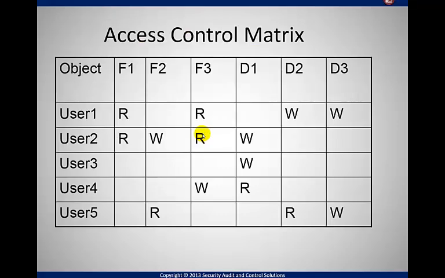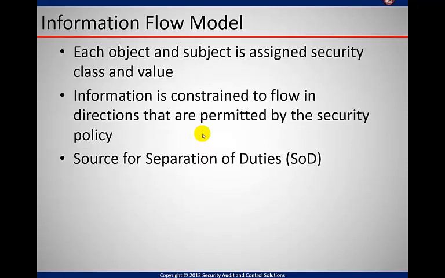This access control matrix defines users, which are my subjects on the left-hand side, and then my objects on the top. As you can see, file 1 to file 3, and also dataset 1 to dataset 3. Now, it gives you the capability here of reading and writing of these files by the users. So this is an access control matrix. Now, the information flow model means that each object and subject is assigned a security class and value. The information is constrained to flow in the directions that are permitted by the security policy. And this, to me, is a source of separation of duties, the SOD.